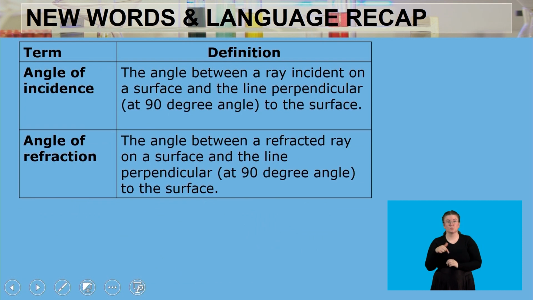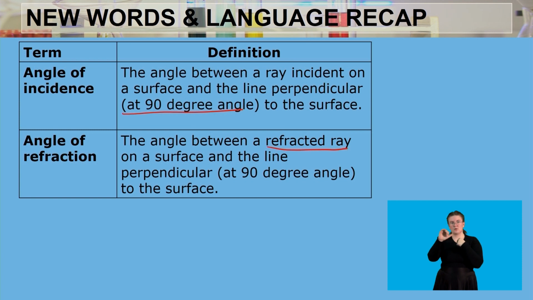We further used words such as angle of incidence and the angle of refraction. The first one is the angle between a ray incident on the surface and the line perpendicular. Remember, if it's perpendicular, it is at an angle of 90 degrees to the surface. And the last one, the angle of refraction, is the angle between a refracted ray on a surface and the line perpendicular. Remember, if it's perpendicular, it's at an angle of 90 degrees to the surface.